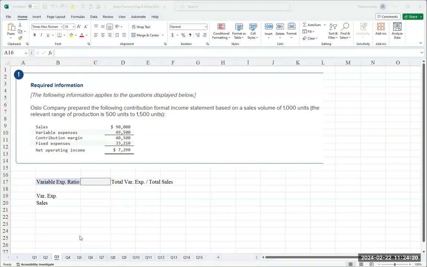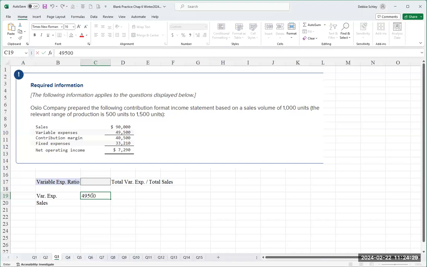Okay. Same thing here, only now they want the variable expense ratio. So again, it's a ratio. So I'm going to do the part, which in this case is the variable expenses divided by the whole, which again is total sales, to get my ratio. The part, variable expenses, divided by the whole, sales. So 55%.